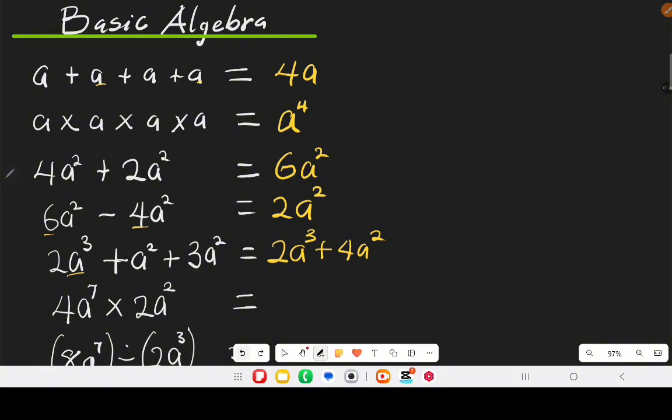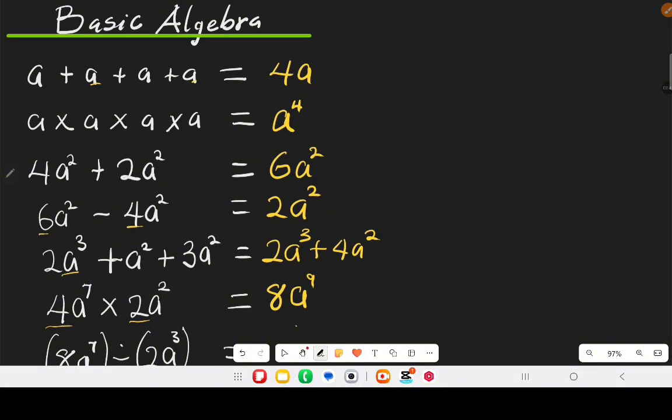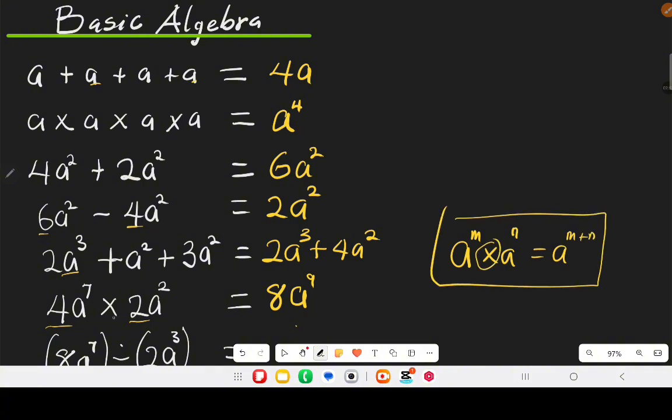Then we continue. If we have 4a raised to the power of 7 times 2a raised to the power of 2, what we do is multiply 4 and 2, which are the coefficients, which gives us 8. Then we come back to the powers. We add up the powers, which gives a raised to the power of 9. In the law of indices, whenever we have a raised to the power of m times a raised to the power of n, it is the same thing as a raised to the power of m plus n. So we apply this law whenever we have products. So we have a product here.